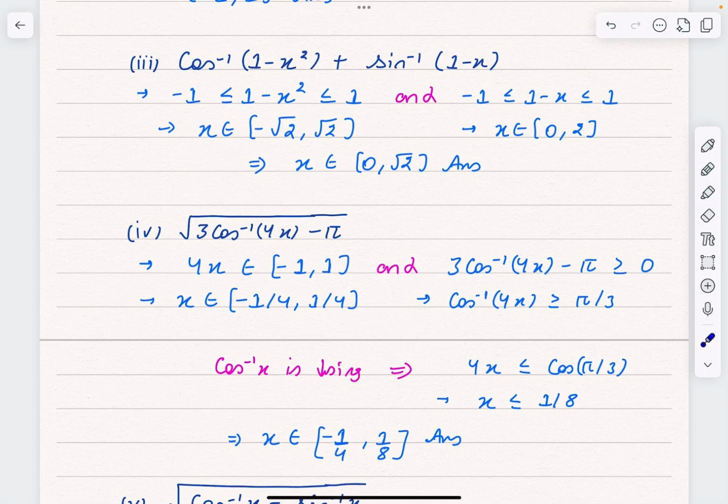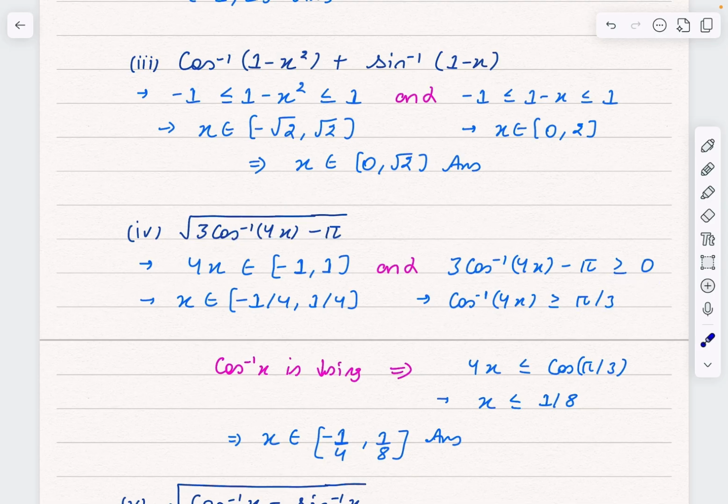Fourth one, the final answer is minus 1 by 4 to 1 by 8. If you did not get this, see now. First of all, the thing inside cos should lie between minus 1 to 1. So 4x lies between minus 1 to 1, x lies between minus 1 by 4 to 1 by 4. Next, the thing inside square root should be greater than or equal to 0. So you get cos inverse 4x greater than or equal to pi by 3.